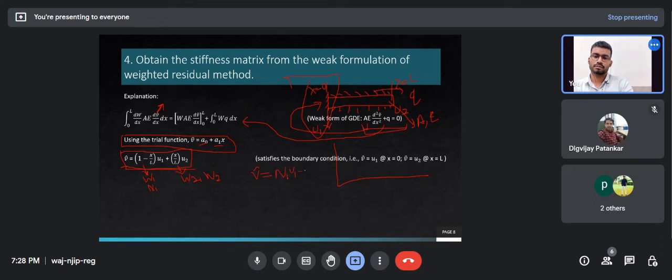In terms of N1 and N2, right? And in this case N1 will be 1 at x is equal to 0, and N1 will be equal to 0 at x is equal to L. Similarly, for N2, at x is equal to 0, N2 will be 0, and at x is equal to L, N2 will be 1. That is the definition of the shape functions, right?